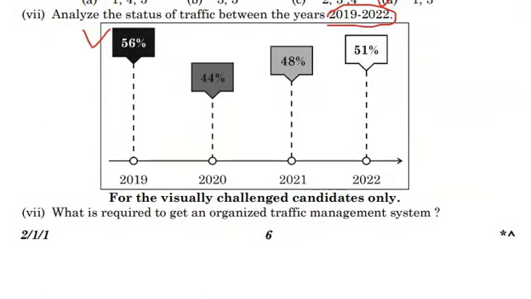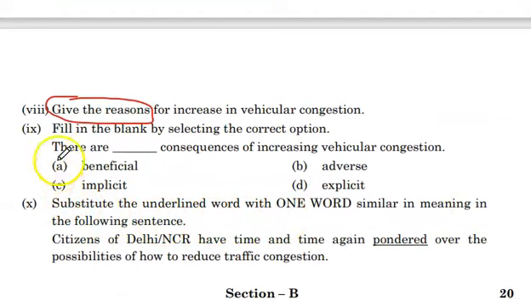Now look at question number 9. Fill in the blank by selecting the correct option. There are consequences of increasing vehicular congestion. Paragraph number 2 shows adverse consequences. Adverse consequences means result. Adverse means harmful, bad. So harmful consequences of increasing vehicular congestion.